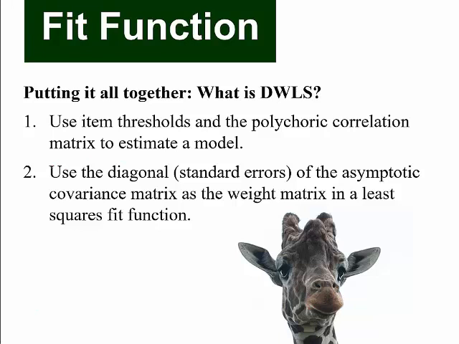And then we're going to use this asymptotic covariance matrix, or specifically we're going to use the diagonal of that matrix, which has our standard errors for each polychoric correlation. And we're going to use that as a weight matrix when we do our least squares fit function.